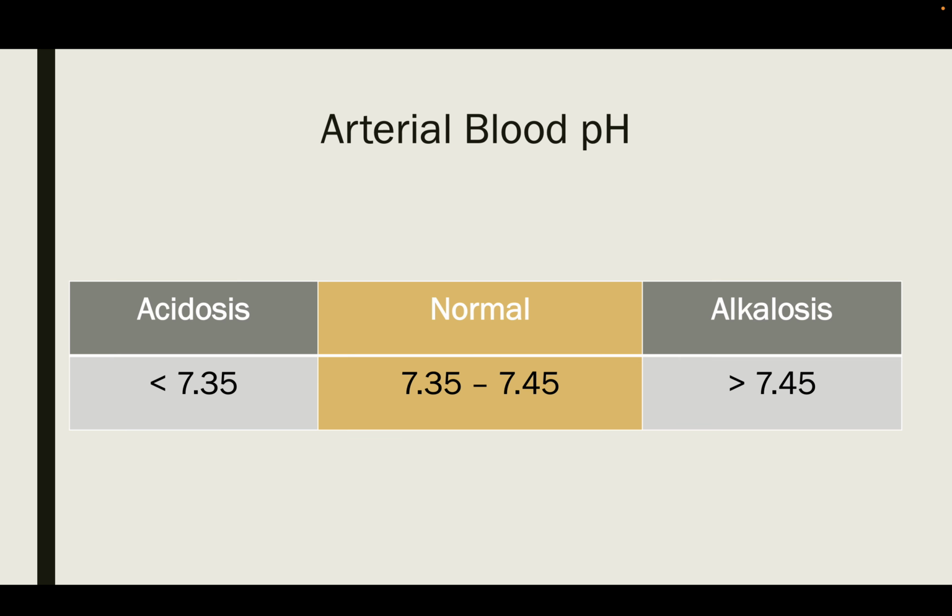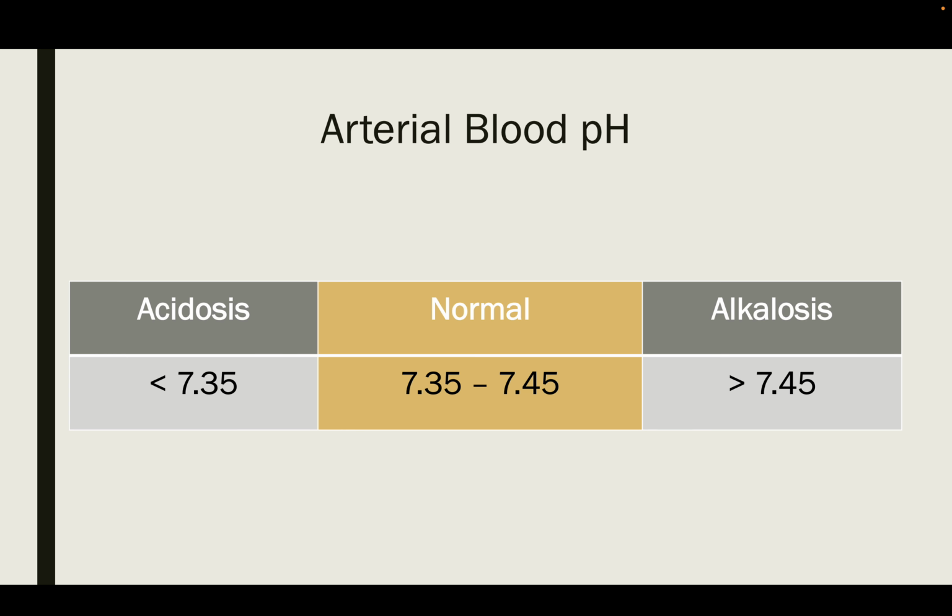Thinking way back, we all learned that perfect neutral pH is 7. Well, our blood pH, our body's pH, is pretty close to 7, but just a hair above. So our normal arterial blood pH is going to be 7.35 to 7.45. It's our normal range. Anything lower than that, lower than 7.35, is going to be an acidotic state. Anything greater than 7.45 is going to be an alkalotic state.